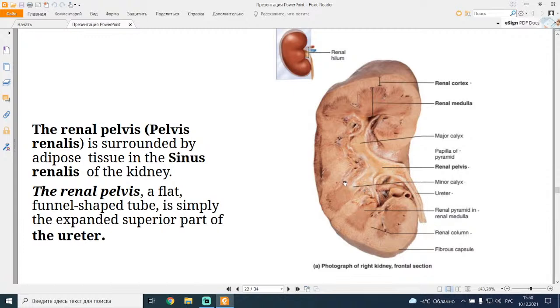This is, you see, the minor calyx. This is the major calyx. This is the renal pelvis, ureter. This is, you see, the renal cortex, renal medulla.